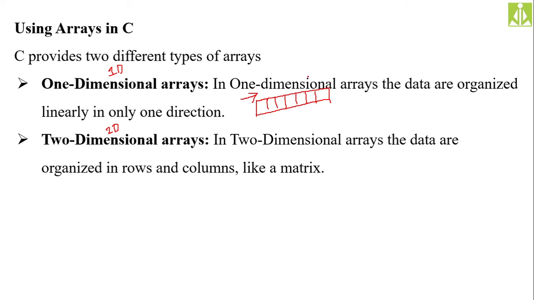But in a two-dimensional array the data will be stored in rows as well as columns, like a matrix. You may be aware of matrices from your mathematics. Over there in a matrix we have rows as well as columns. So here also in a two-dimensional array we are going to have both. These are my rows. How many rows? 3 rows. And then columns. How many columns?